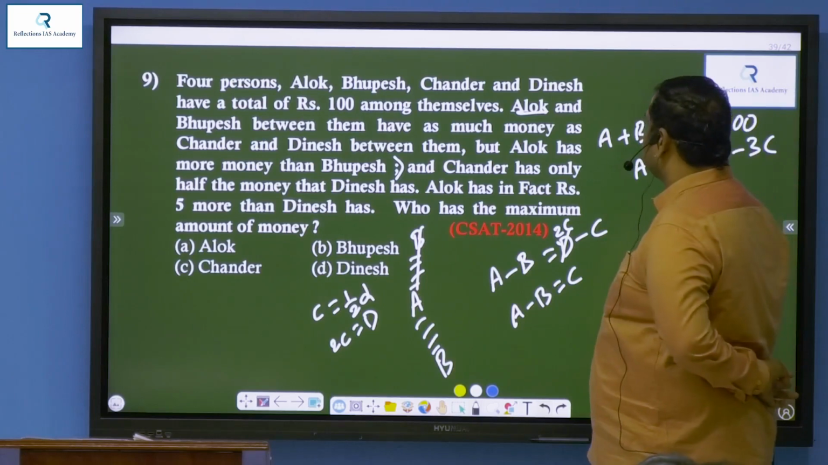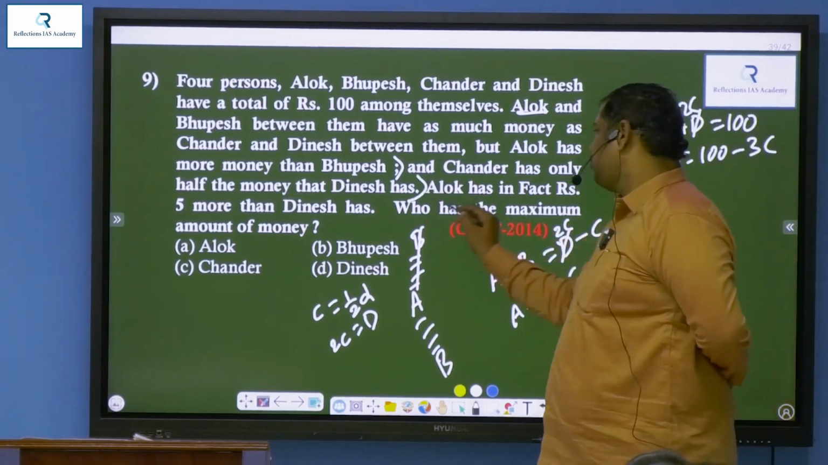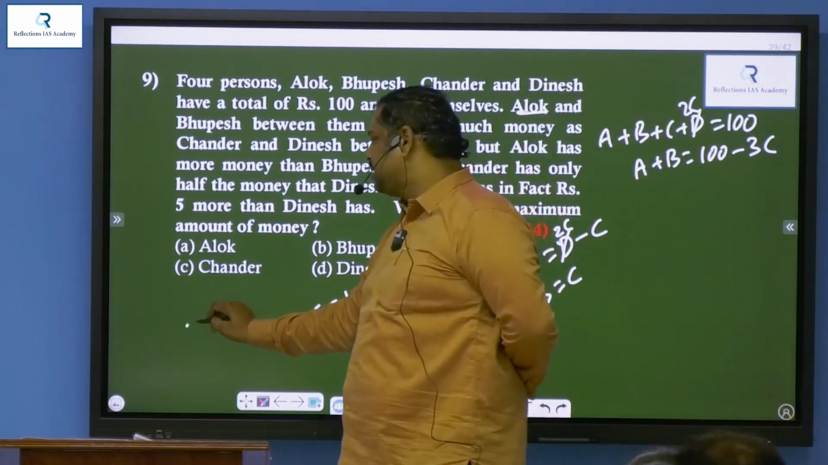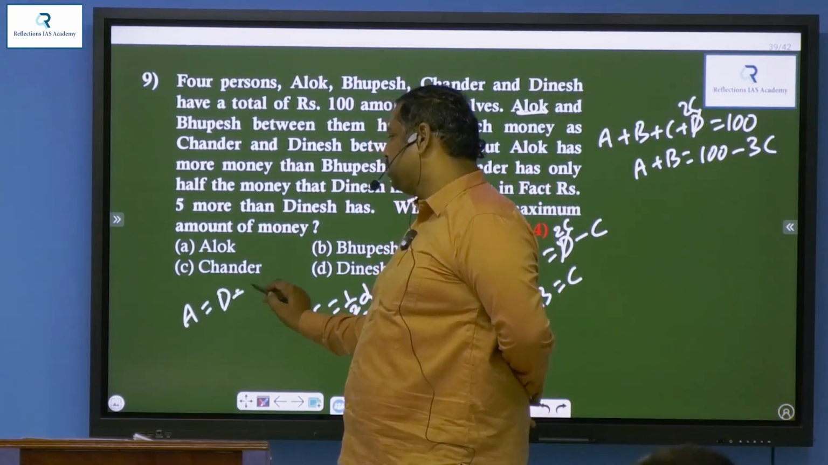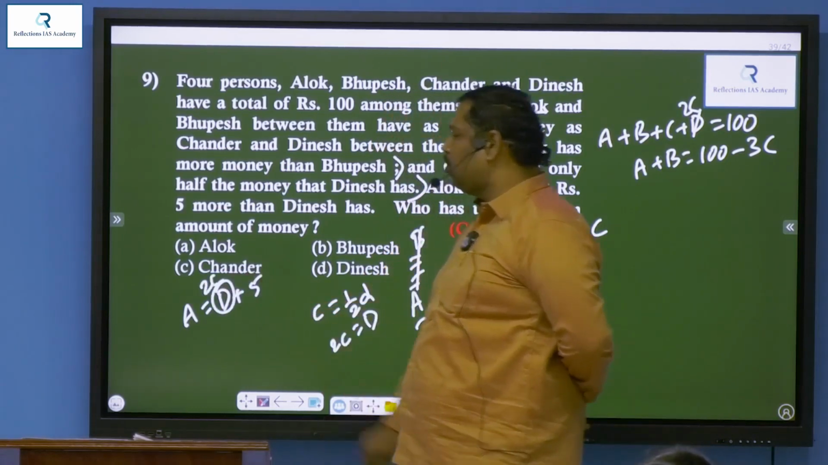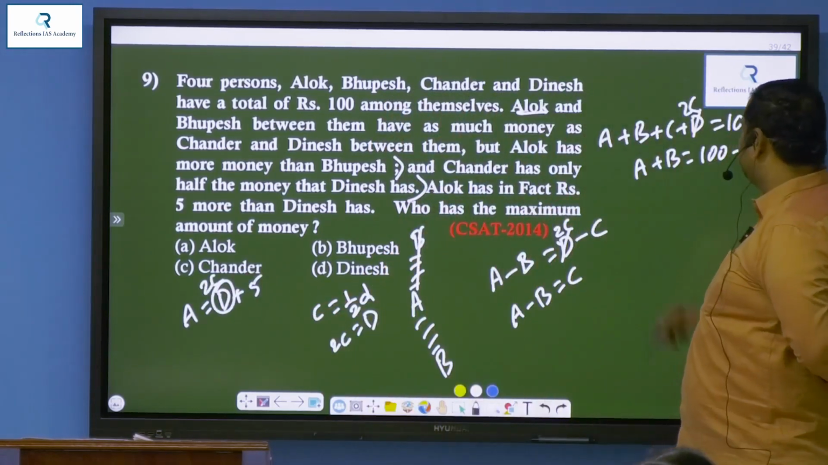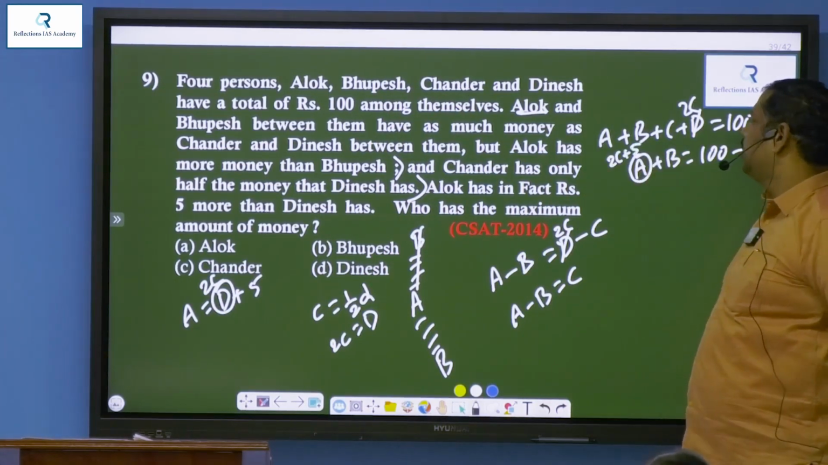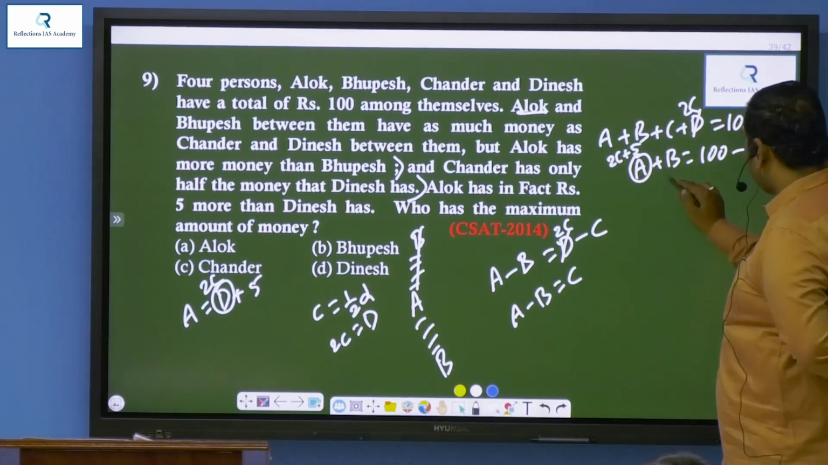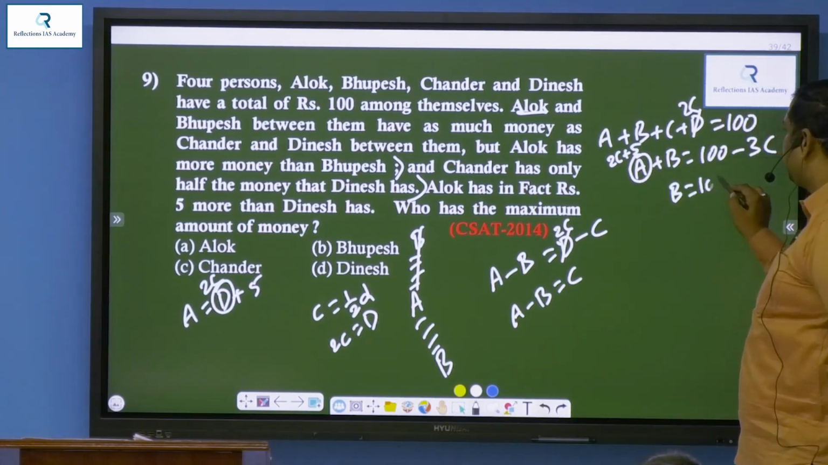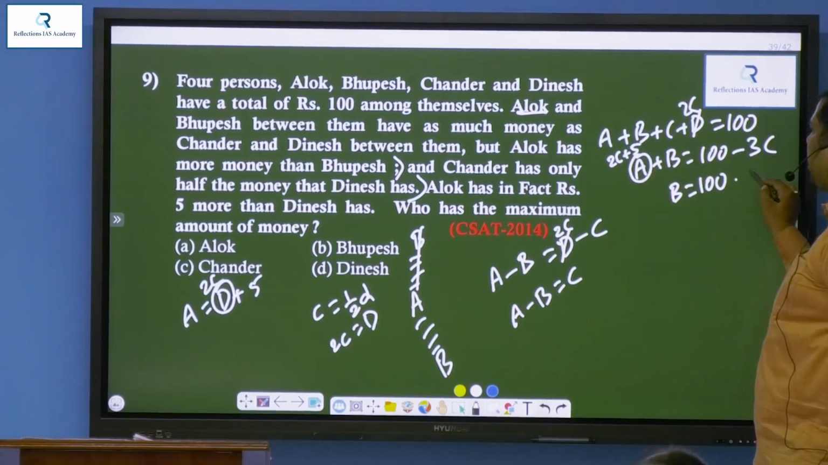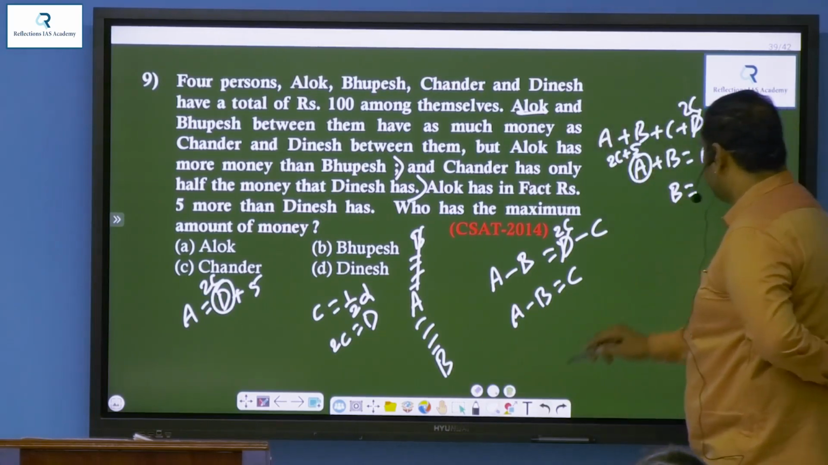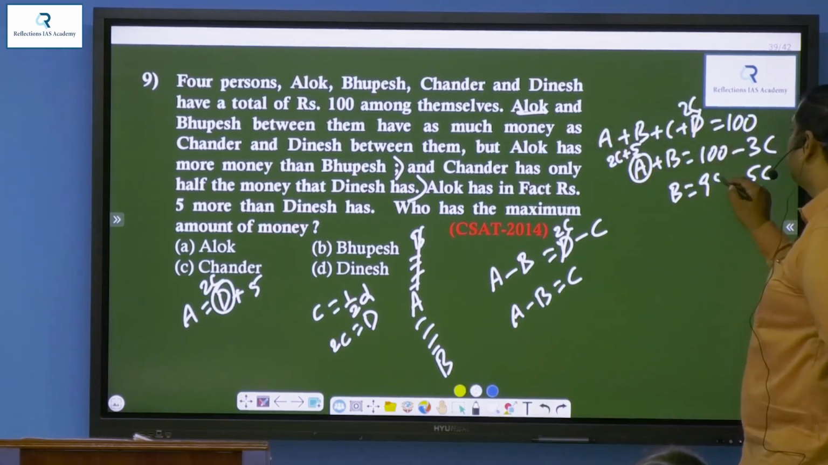Next statement. Alok has in fact 5 more than Dinesh has. How much does Alok have? 5 more than Dinesh, and Dinesh already has 2 times Chandra. So A I can replace with 2C plus 5. Then automatically B is equal to 100, 2C goes to this side as minus 5C, 5 comes to this side, it will be 95, right or wrong? Say yes or no. 95.